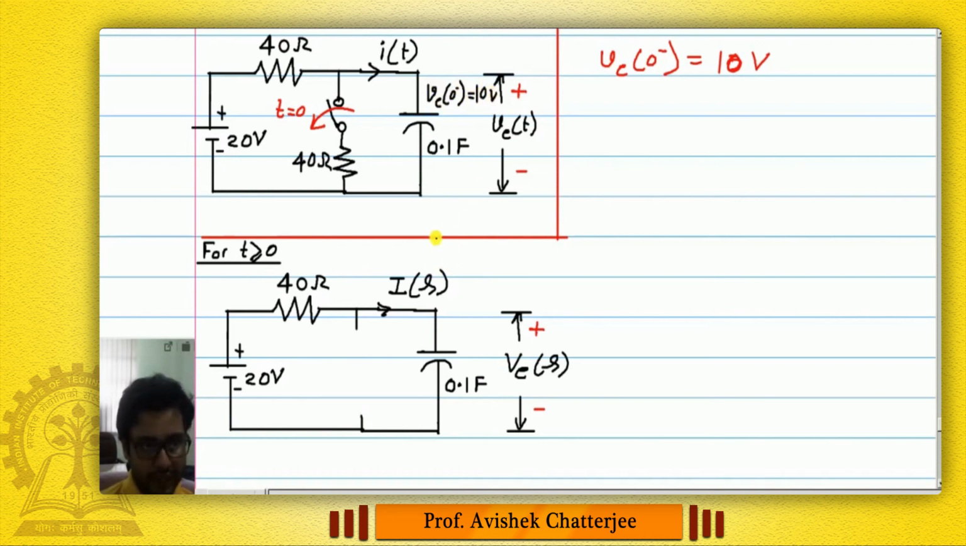Okay, what I will do, if you call this node A and node B, I will replace this capacitor between node A and B, here A and B, with an uncharged capacitor. Okay, so I will replace this with an uncharged capacitor, but I will put in series a voltage source.